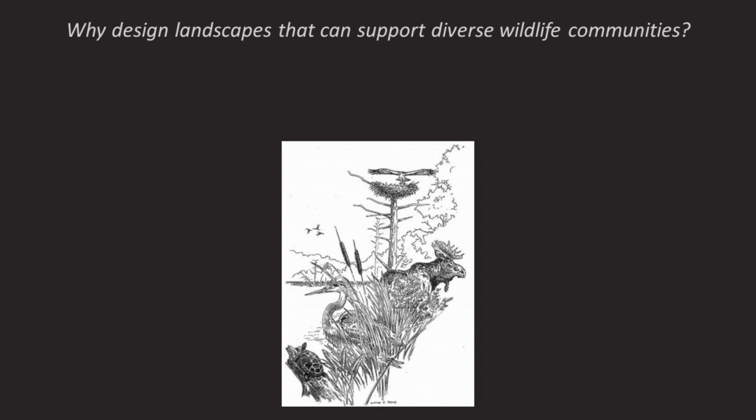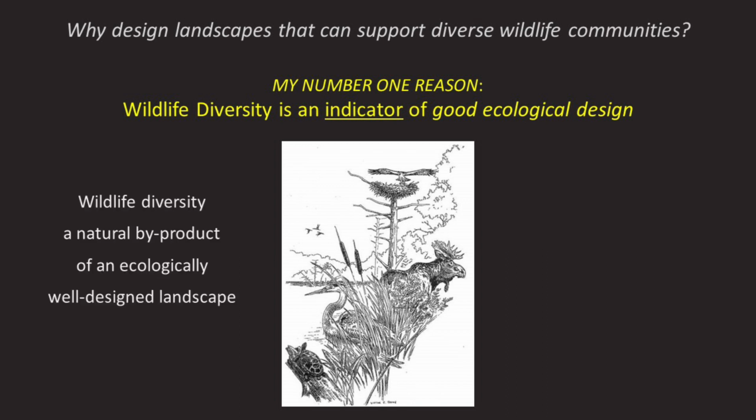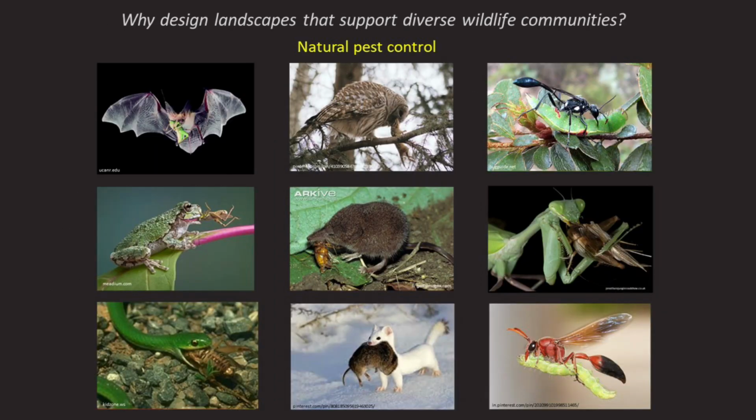So, why would we want to design landscapes that can support a diversity of vertebrate and invertebrate wildlife? Well, for me, the number one reason is that wildlife diversity is an indicator of good ecological design. Wildlife diversity is simply a byproduct of an ecologically well designed landscape. So, if your landscape is lacking wildlife, your design is probably ecologically incomplete. And there are many benefits derived from a landscape that supports numerous wildlife species.